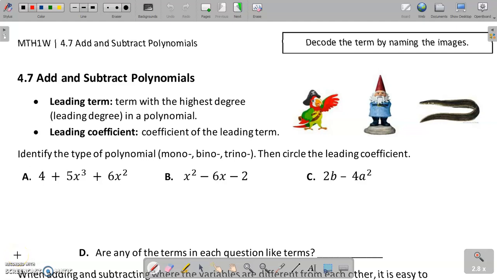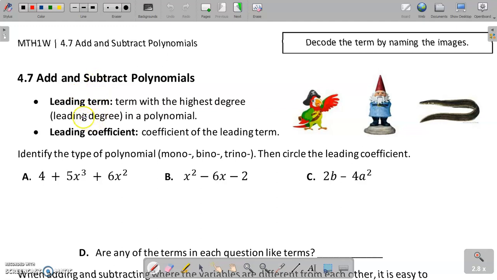Hi class. So we're skipping 4.6 because it was part of the complete lesson we did last week on all the exponent rules. So I'm going into 4.7, add and subtract polynomials.